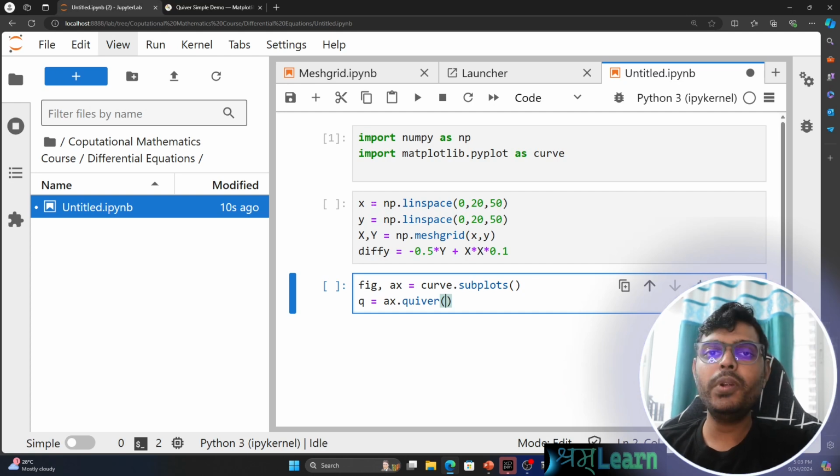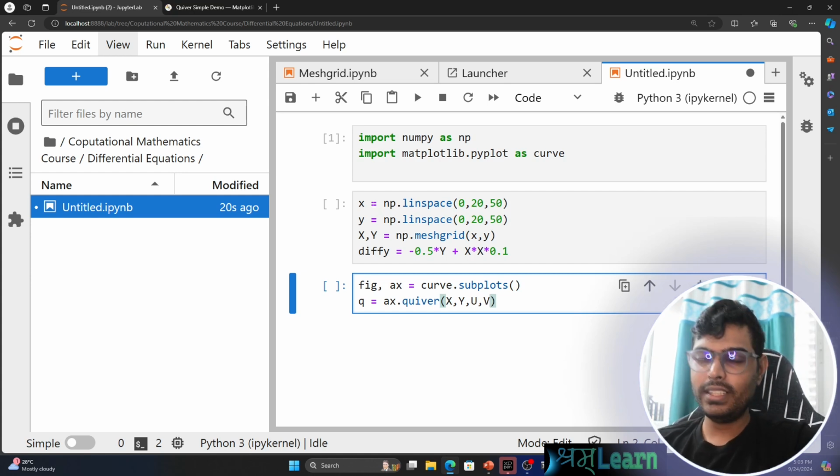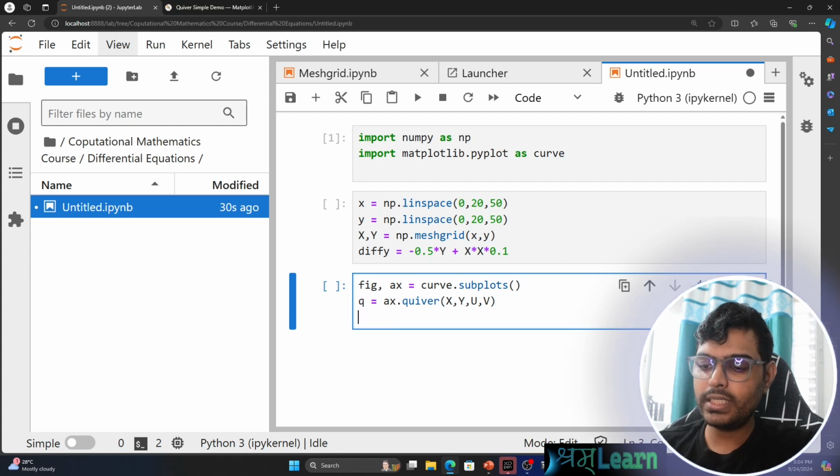The input parameters for quiver are capital X, capital Y, U comma V. Fine. So what is U, what is V? Let us not worry about that, but just write the code for plotting.